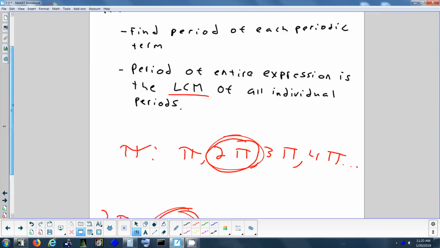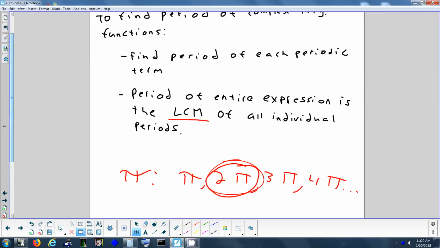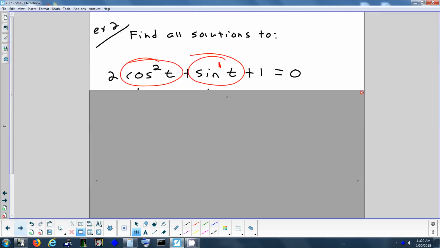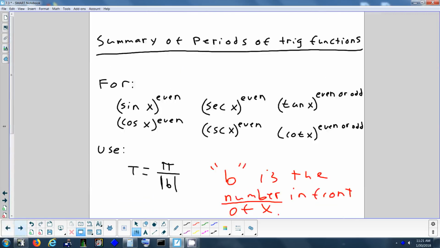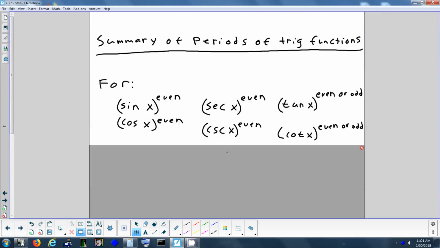Okay. So what we're going to do, we're going to make a chart for how we can figure out the period of the individual periodic terms. We know how to do it if it's just sine or just cosine. But the problem is, what about when it's higher powers? Cosine squared. Okay. So here's a table that describes what to do. Basically, the period of a function depends on whether or not you raise it to an even power or an odd power.